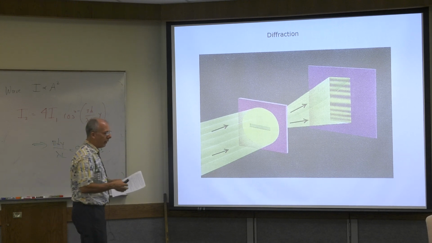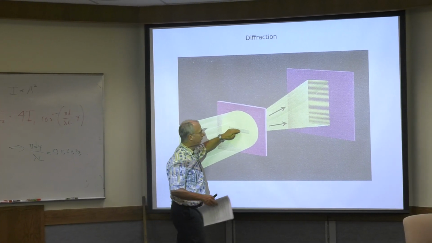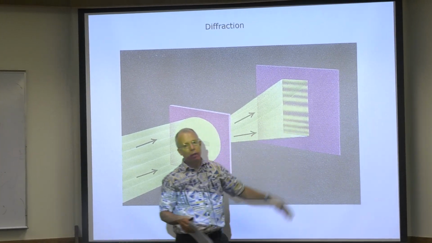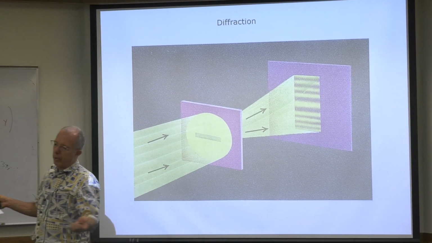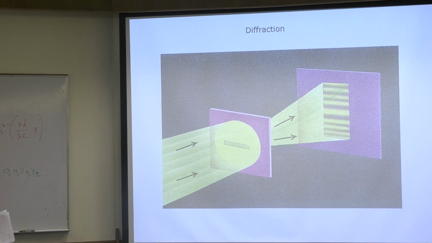So I'm just going to show you a couple of examples. Here's a light beam going through this slit. You can see it spreads out, right? You can see a pattern. We used to call it an interference pattern. Now we're going to call it a diffraction pattern. Same thing. So that's diffraction.